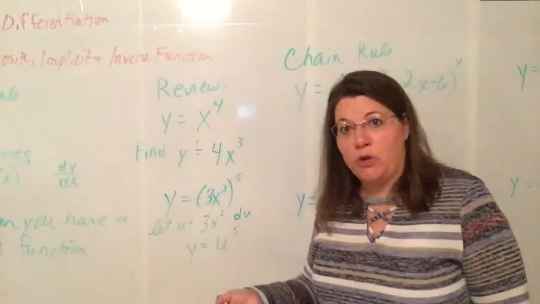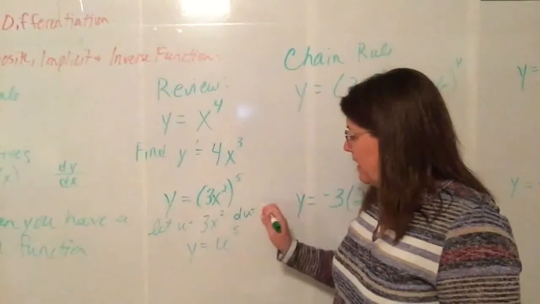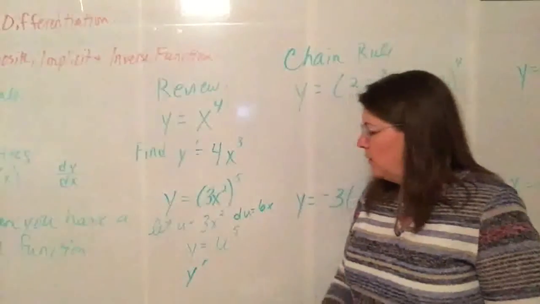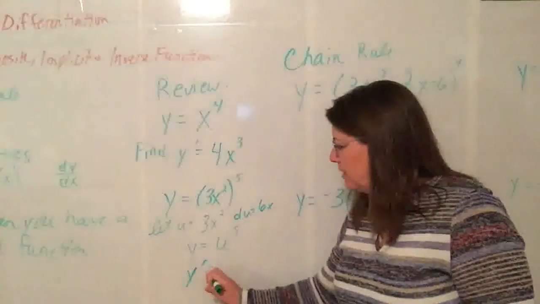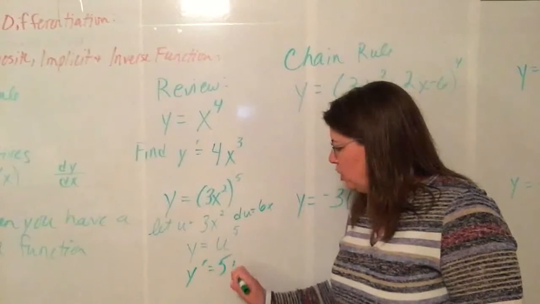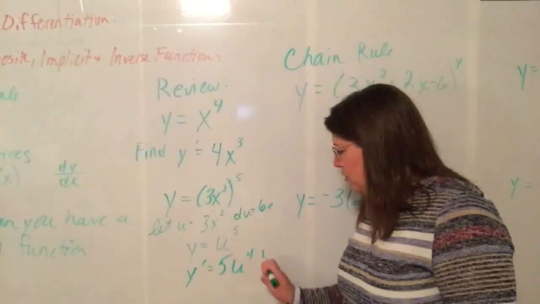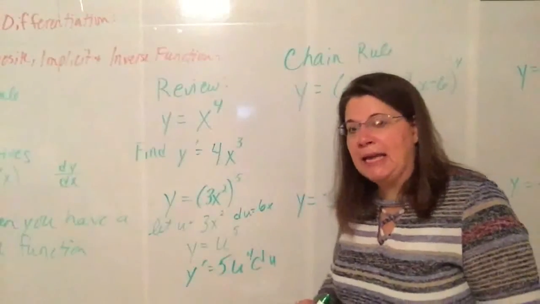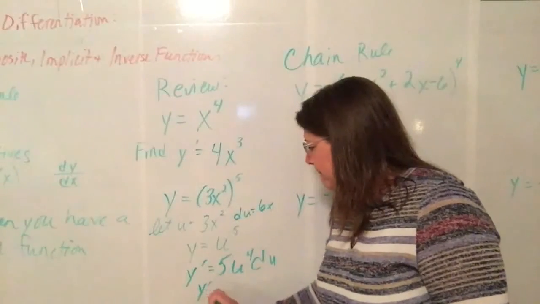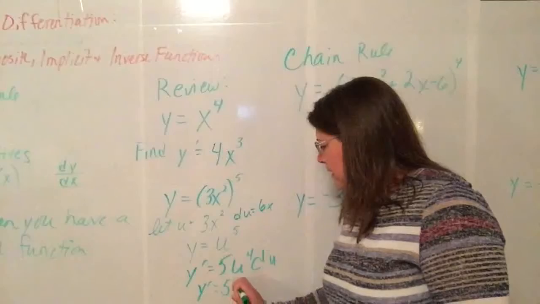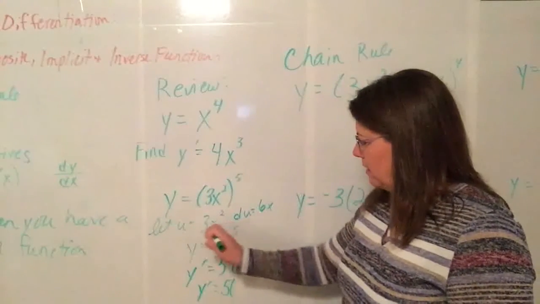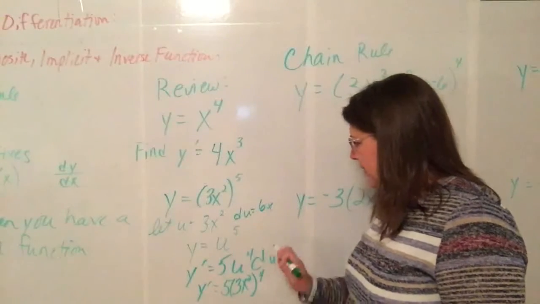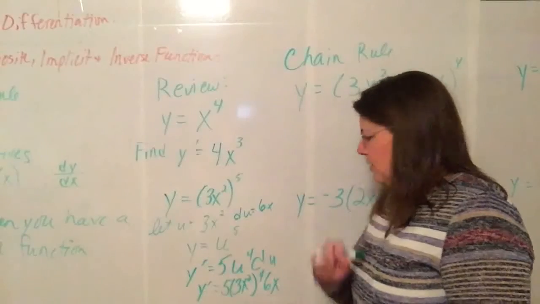And du is the derivative of u. So the derivative of u here is 6x. So when I take the derivative of this and find y prime, what I have to do is take the 5, multiply it by 1, so that's 5u to the 4th, and then I have to multiply that by du. So if I do that and I get my final answer, y prime is equal to 5 times u, which is 3x squared, my u is to the 4th power, and my du was 6x. And that's the chain rule.